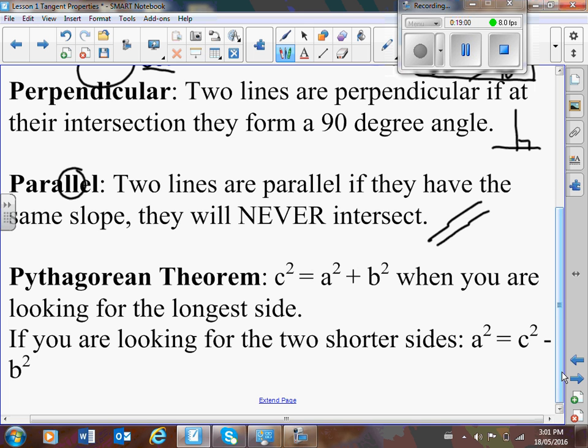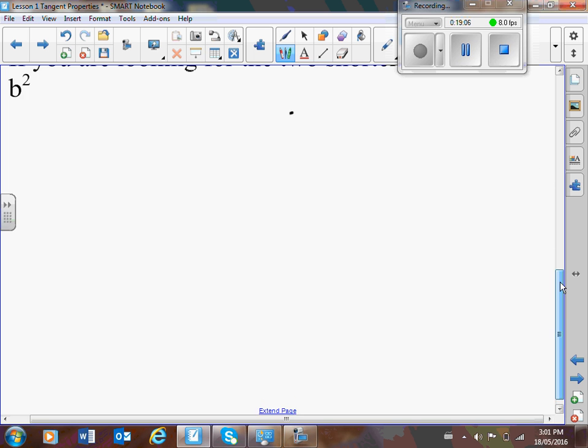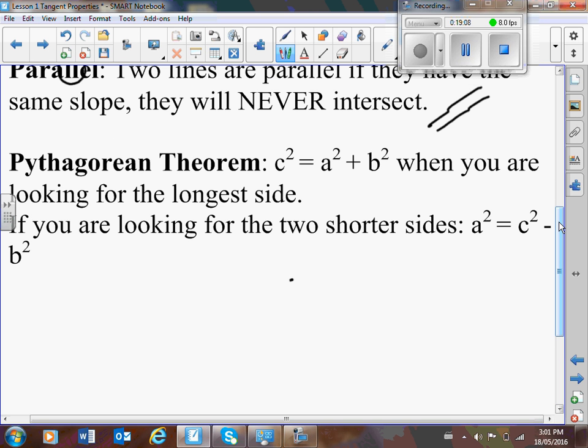A good one: Pythagorean theorem. I know you covered this early. C squared equals A squared plus B squared. A couple of things we need to discuss about the old Pythagorean theorem here.